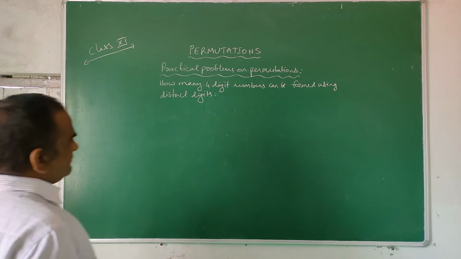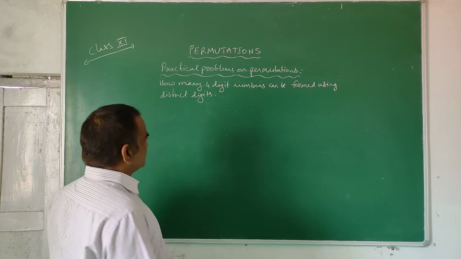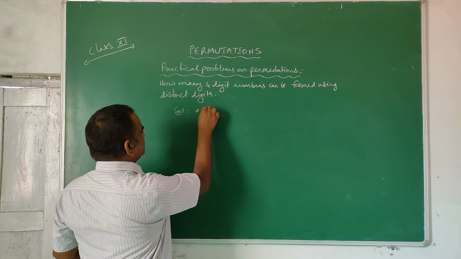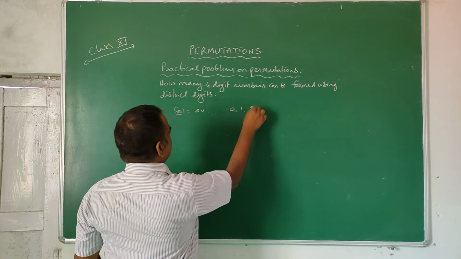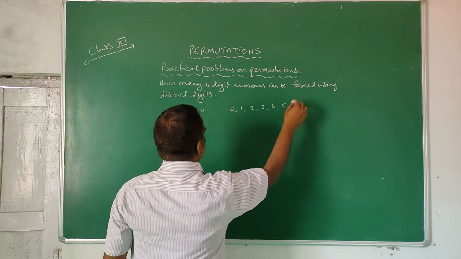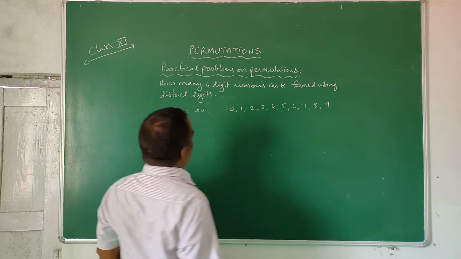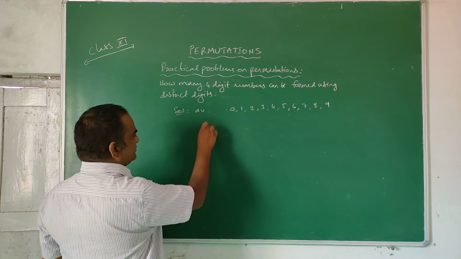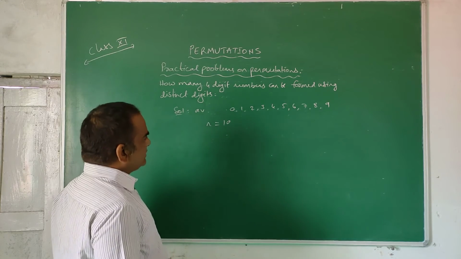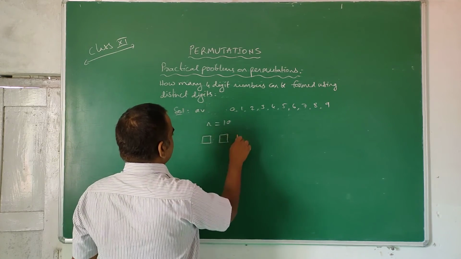So how many 4-digit numbers can be formed using distinct digits? What are the distinct digits available? Available distinct digits are 0 to 9. So n value is 10. Now, say you have to form a 4-digit number.